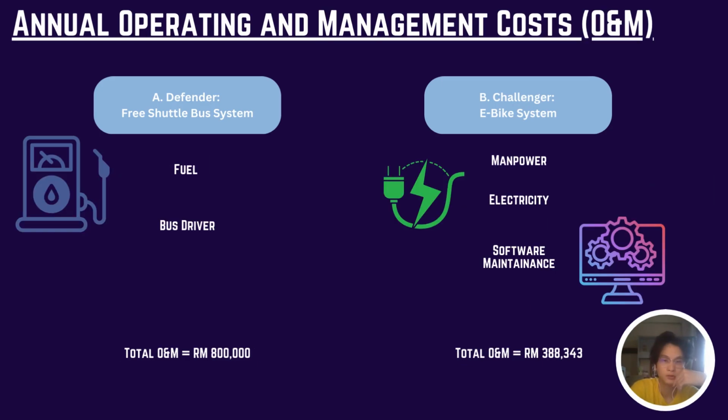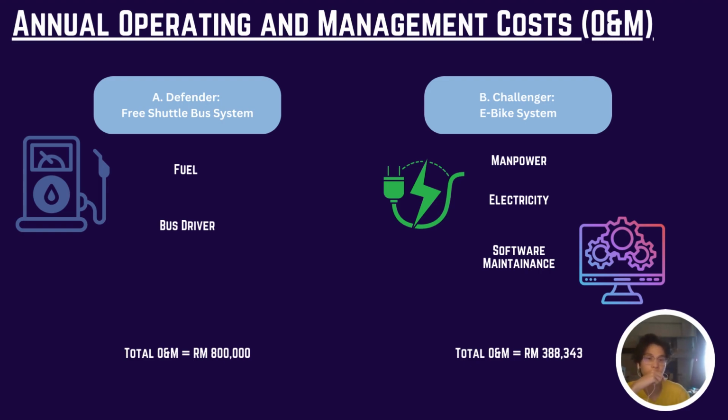Okay, so secondly, we're going to talk about the annual operating and management cost, which is known as the O&M. For the free shuttle bus system, it only included the fuel of the bus, and also the salary of the bus driver. We are going to hire about 15 bus drivers, and their monthly salary will be 2,500. So the total annual cost of the bus drivers will be about 450,000. So the total cost of O&M for the defender, which is the free shuttle bus system, will be 800,000.